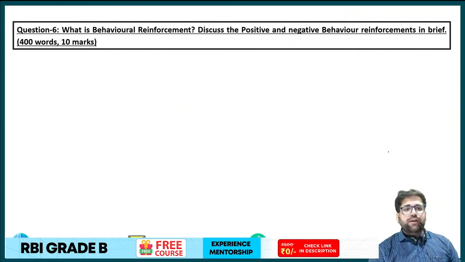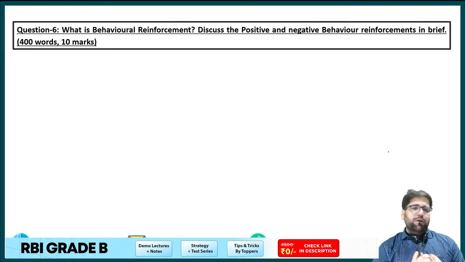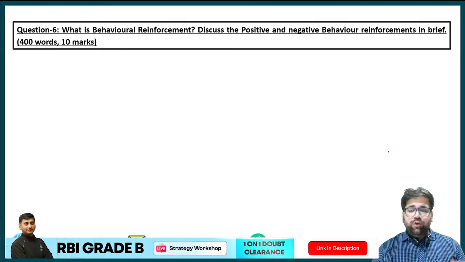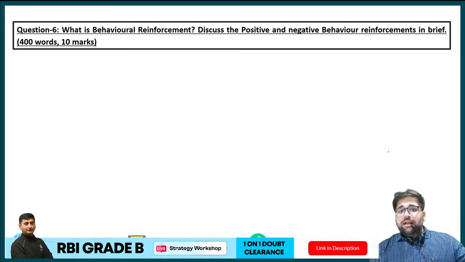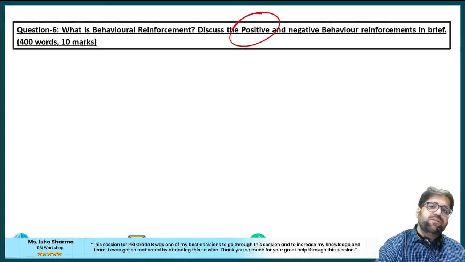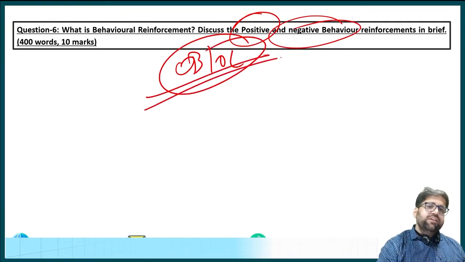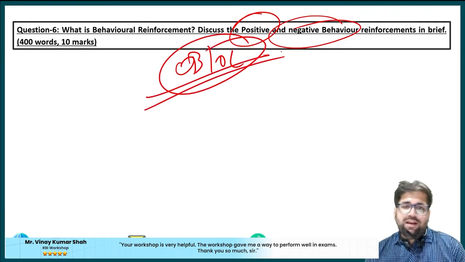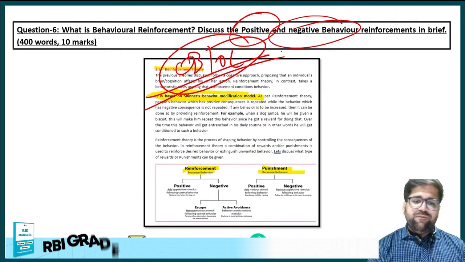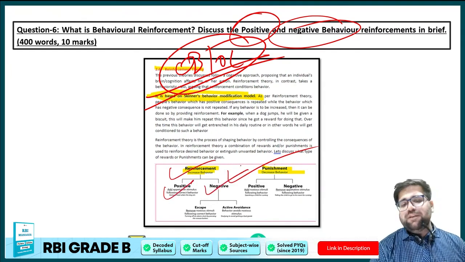Question number 6, what is behavior? Yes, this question is comparatively tough because it will test you on different components. You will have to first define what is behavioral reinforcement, then you have to tell me what is positive and negative. But again, OB and OC, I am telling you, these two chapters are the new pillars of the RBI Grade B exam. If you see the overall syllabus, we have briefly described what is reinforcement, how it can be positive, how it can be negative.